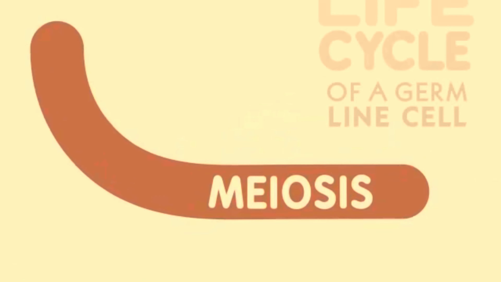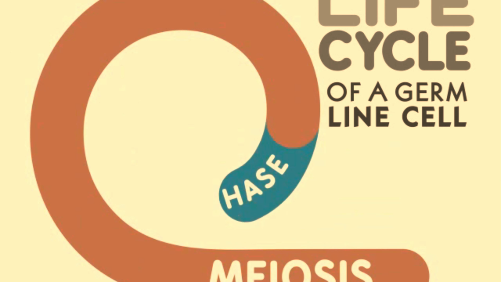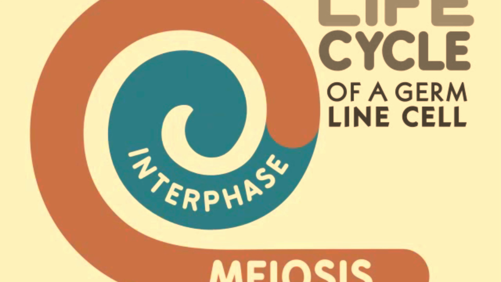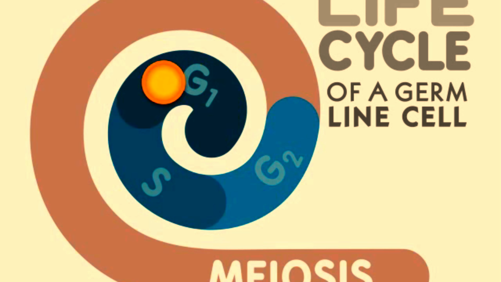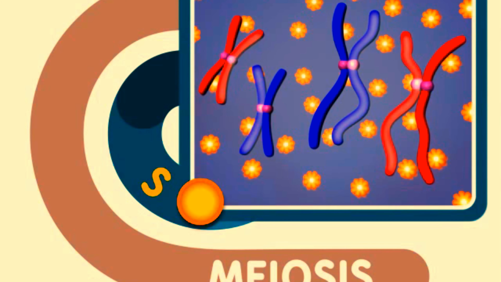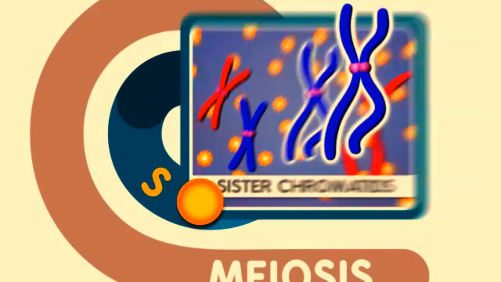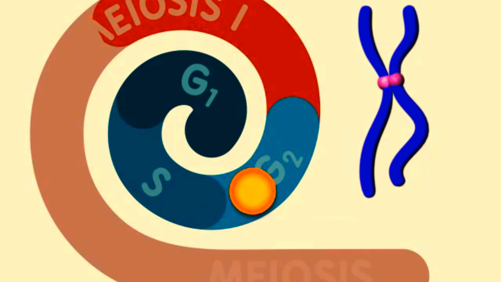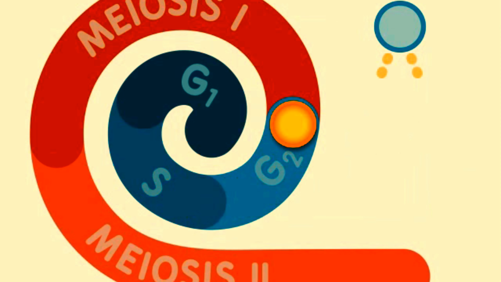Meiosis is just one step in the life cycle of a germline cell. Similar to mitosis, the cells also pass through the interphase G1, S, and G2 stages before they enter meiosis. The DNA inside a germline cell is duplicated before meiosis begins during the S phase. The duplicated germline chromosomes are called sister chromatids. These chromatids remain attached to each other until the second cell division event in meiosis.